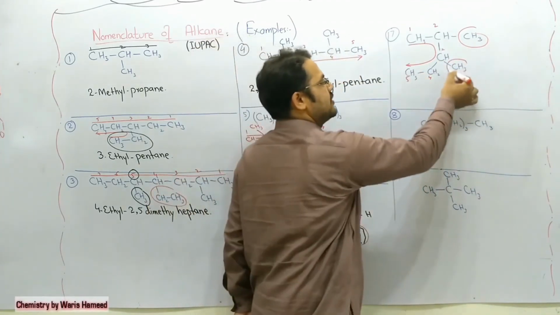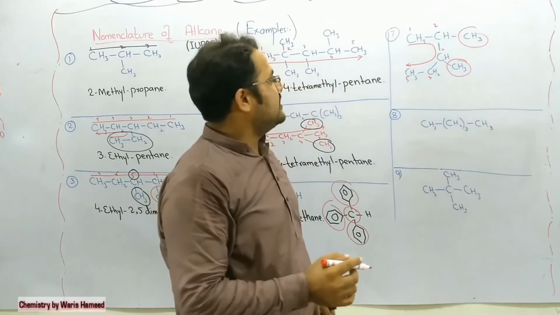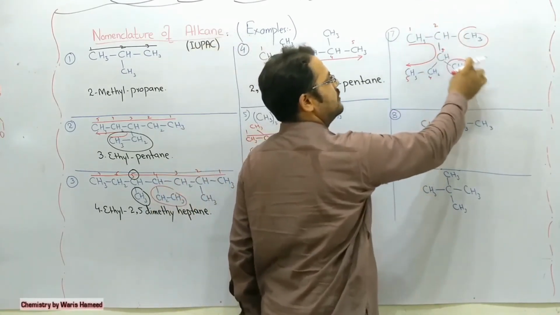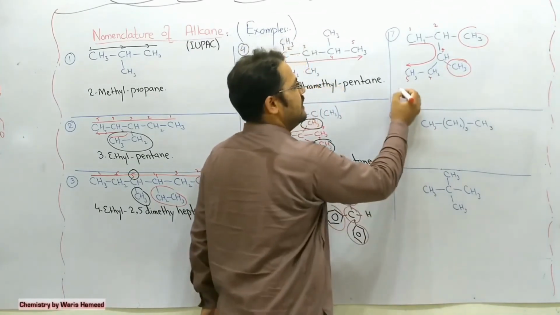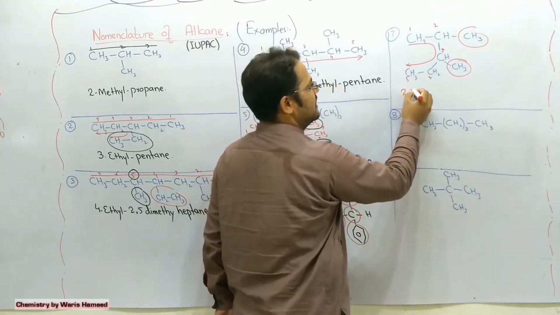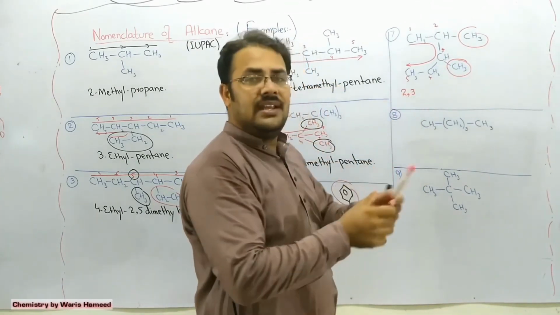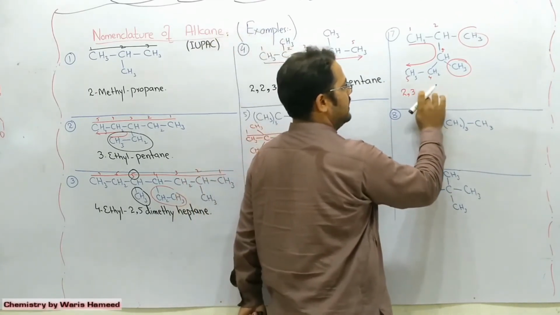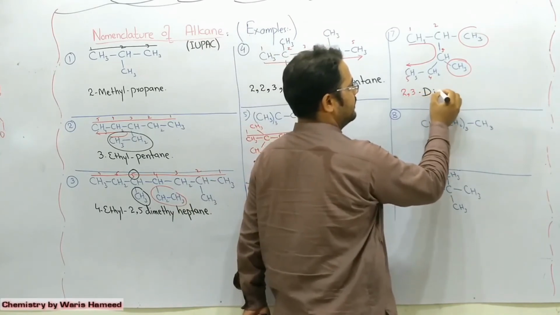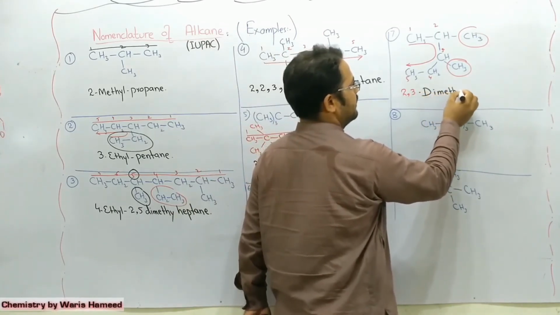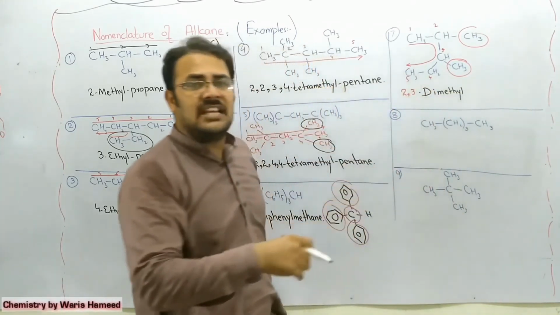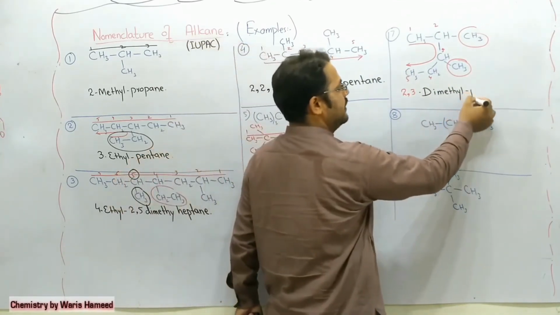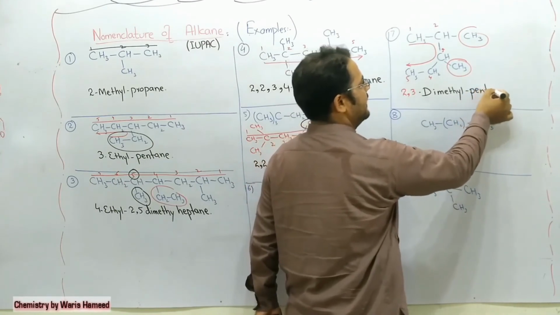Now write the positions of the substituents. We are looking that the first substituent is present on carbon 2 and the second is present on carbon 3. So it will be 2, 3, dimethyl, 2, 3 dimethyl, and the parent chain contains 5 carbons, so it's pentane.